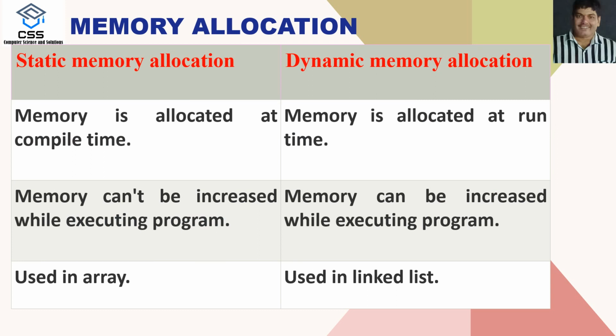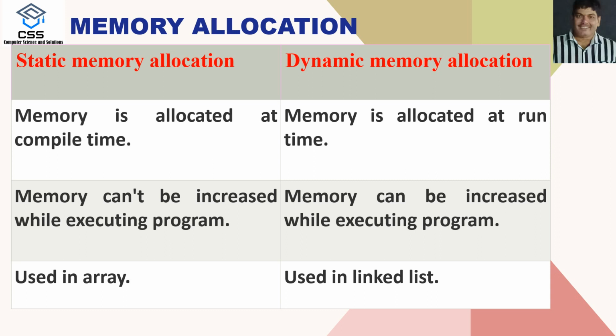Differentiate between static memory allocation and dynamic memory allocation, as I told: in static memory allocation, memory is allocated at compile time, and in dynamic memory allocation, memory is allocated at run time. Memory cannot be increased while executing the program in static, while memory can be increased or decreased at the time of execution of the program in dynamic. The memory size can be increased in dynamic memory allocation, but in static memory allocation, the memory which is declared cannot be changed. Hence, in static memory allocation, there are maximum chances of wastage of memory, and we cannot increase or decrease the memory size. But in dynamic memory allocation, we can increase and decrease the memory size.